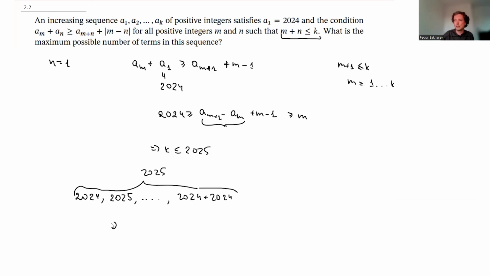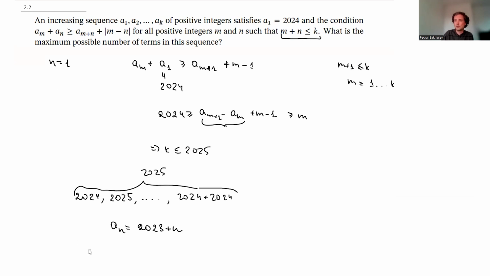So a_n in this case is 2023 plus n, I think. So this is the answer, and this sequence satisfies the inequality and all the conditions. It could be checked simply by putting this formula into this inequality.